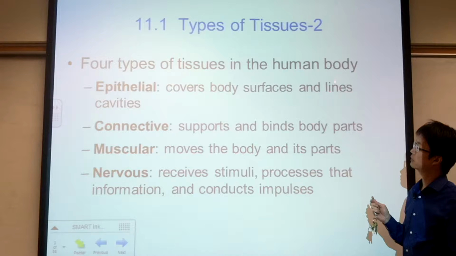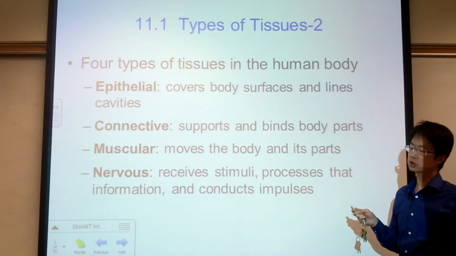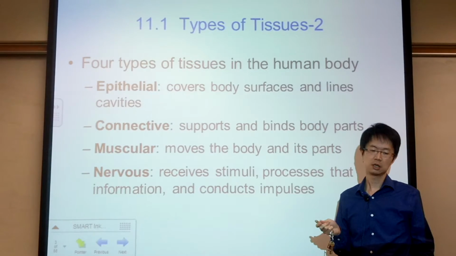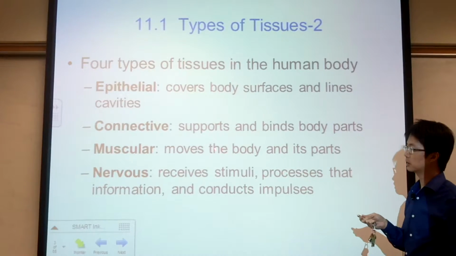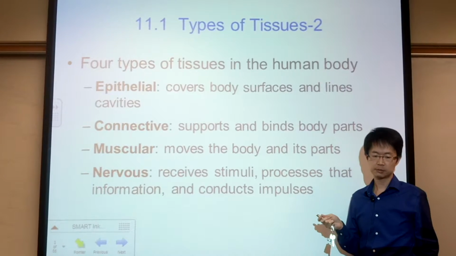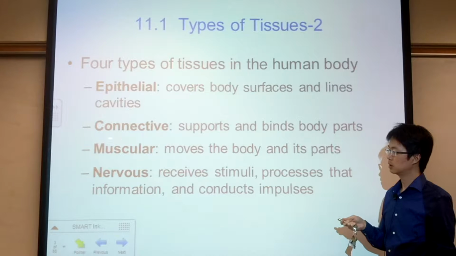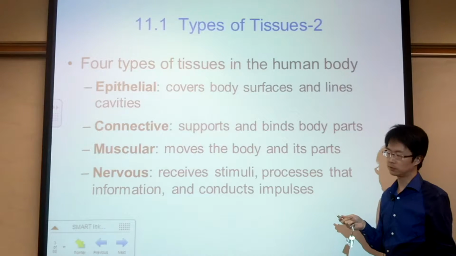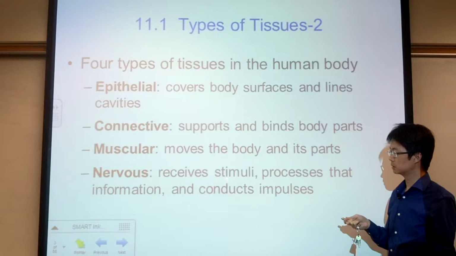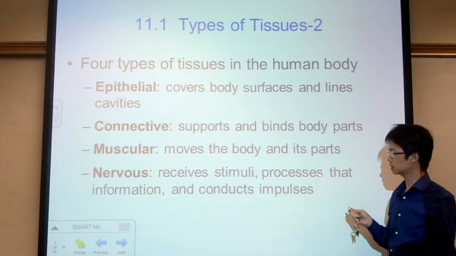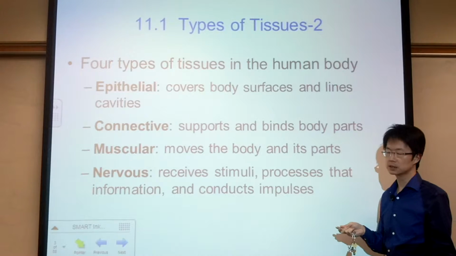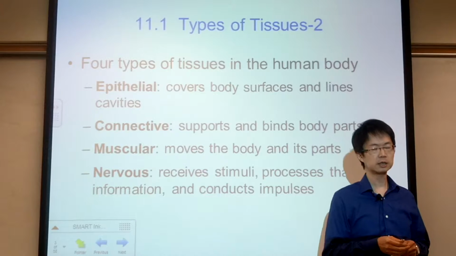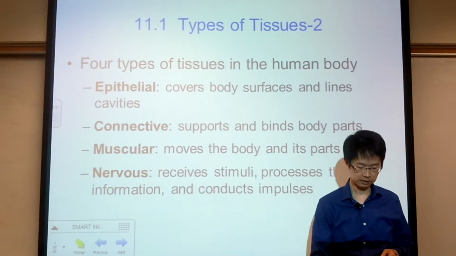Epithelial tissue covers the body surface and lines the cavity. So it's not just the surface, but inside our body there's a cavity, or on the surface of organs. We also call those epithelial cell. Connective tissue, as the name suggested, they support and binds the body parts together. Muscular. Those are the ones that when they contract, they will move the body part. And then nervous system, they are the one that receive stimuli and then process information and then conduct impulses, meaning that they generate the output signal. So nervous tissue is the one that interact with the surrounding and the environments.